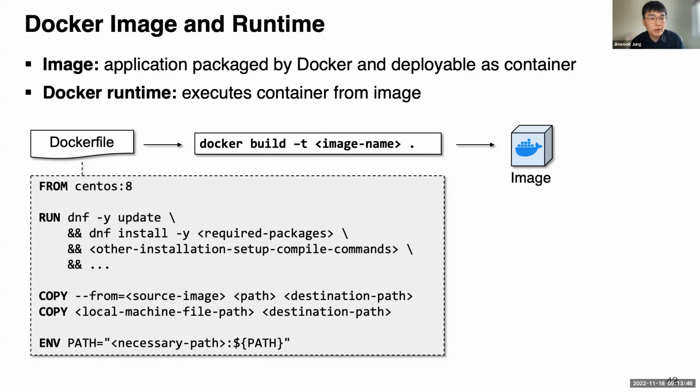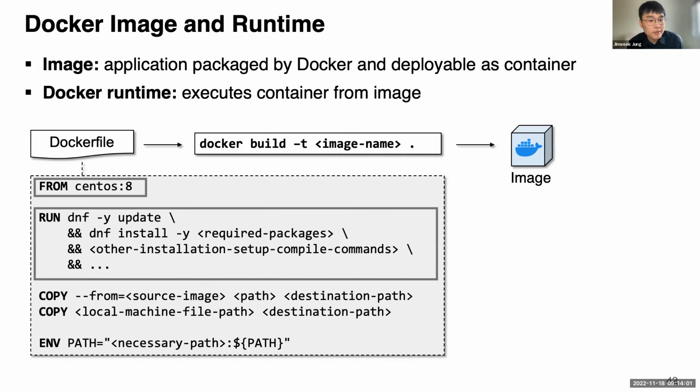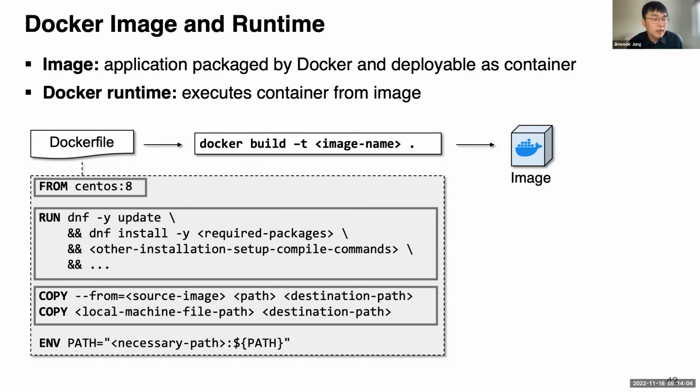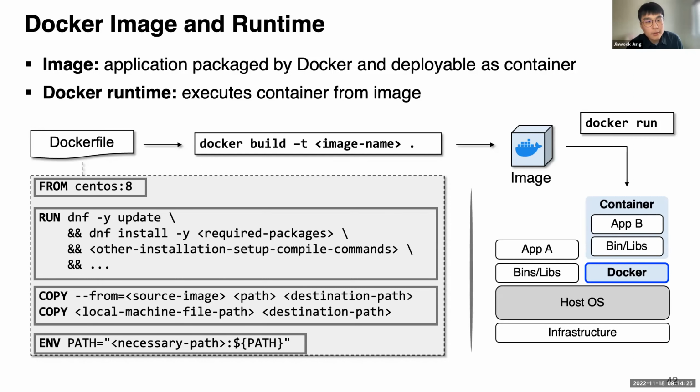So to create a Docker image, we first write a Dockerfile and run the docker build command as shown here. The Dockerfile contains all the information about the application, which includes the base image or base OS, dependency installation and build commands, all the necessary files, as well as the environment variables. So it's a complete description of the whole application landscape, including all the dependencies and OS and the files and the environment variables. And the created Docker image can be run by the docker run command as shown here.